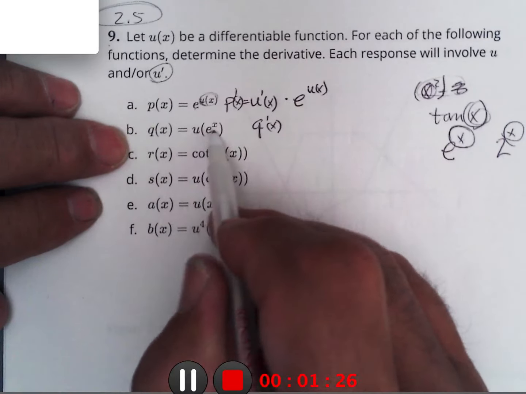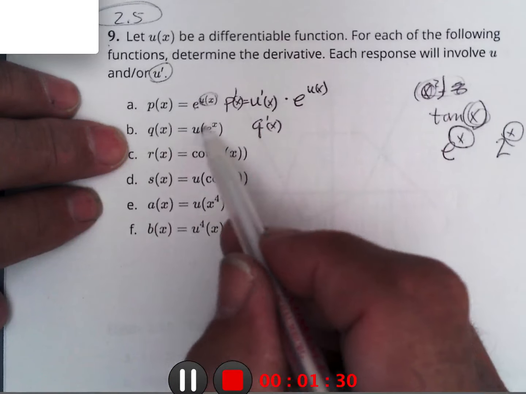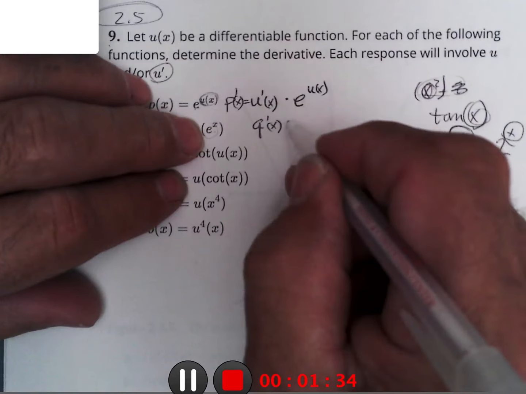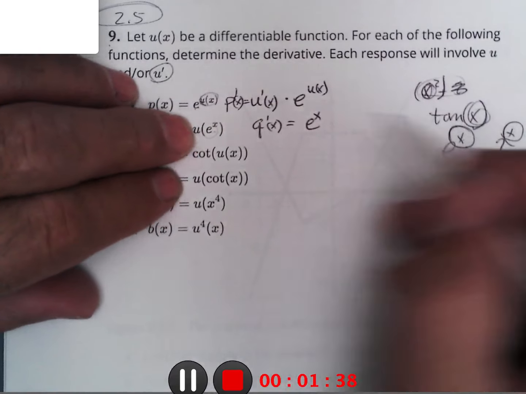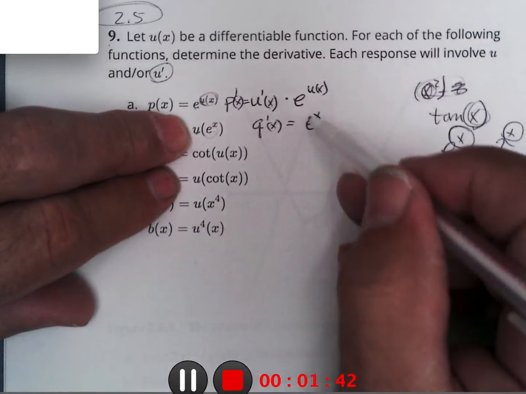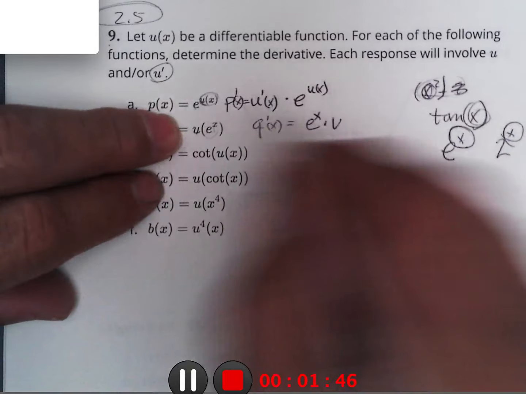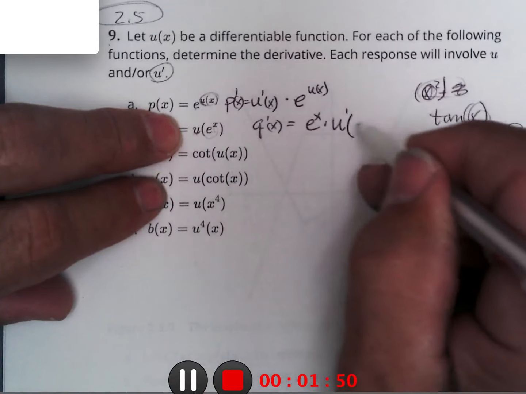So we have a product going on here. No, we have u of e to the x. So this is inside u of x. So the derivative of the inside is e to the x. Looks like a product, but it's not. You have to know that u is a function of this. So the derivative of the inside is e to the x times the derivative of the big picture, u prime of e to the x.